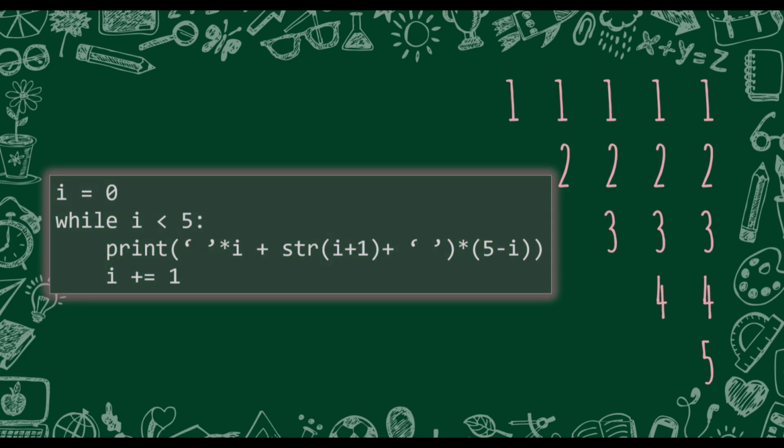In this video tutorial, we will see how to print left angle number triangle pattern. Let's move to Visual Studio Code and execute this pattern.